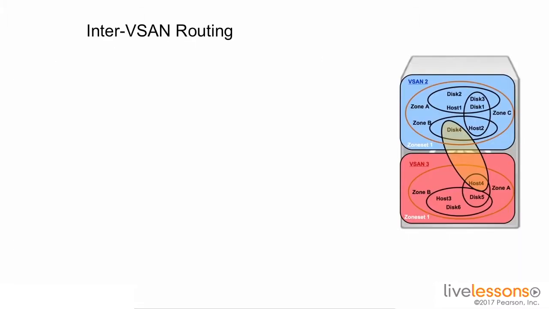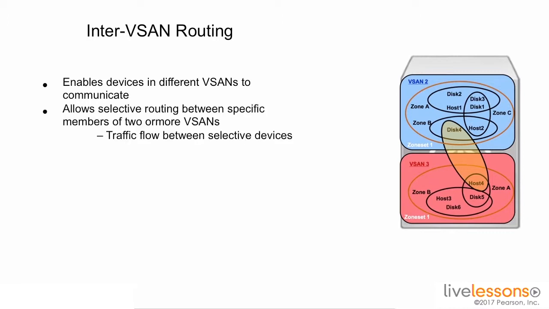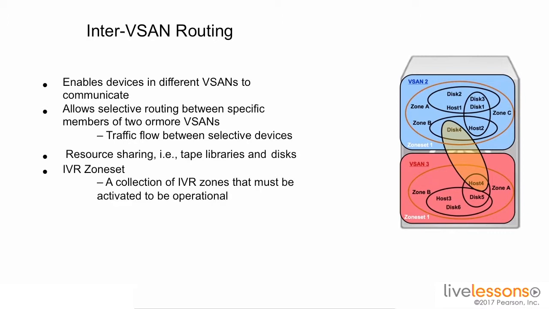Inter-vSAN routing is just like inter-VLAN routing. It enables devices in different vSANs to communicate. It also allows you to pick and choose which devices can talk to each other so you can control the traffic flow between the selective devices. This allows you to share resources such as tape libraries.